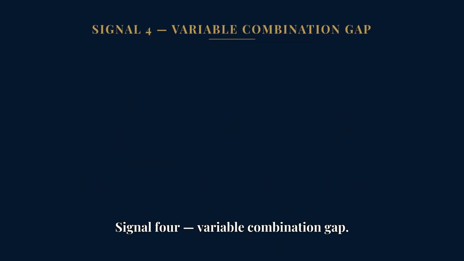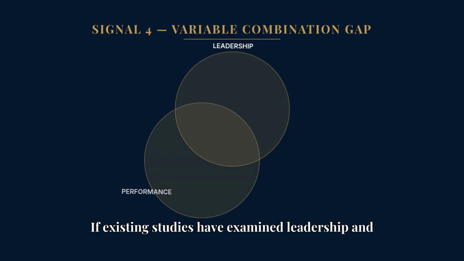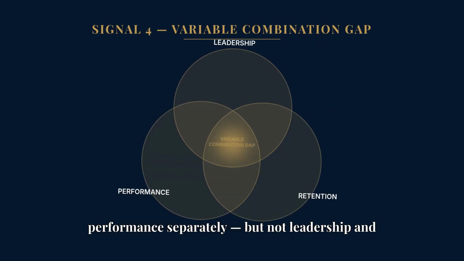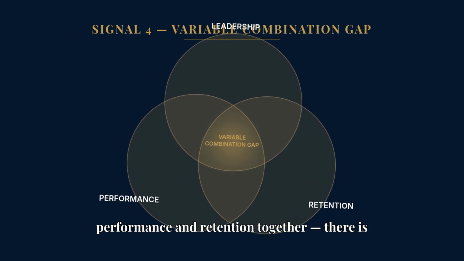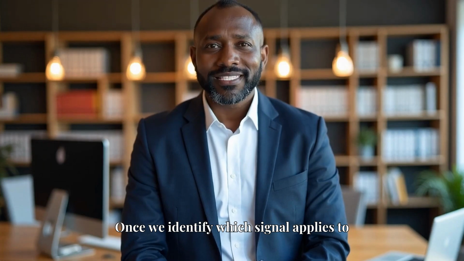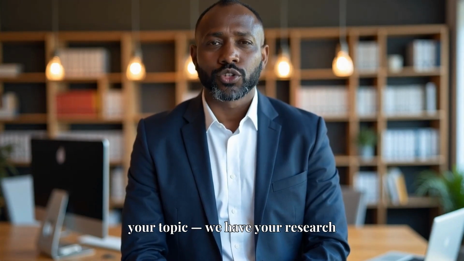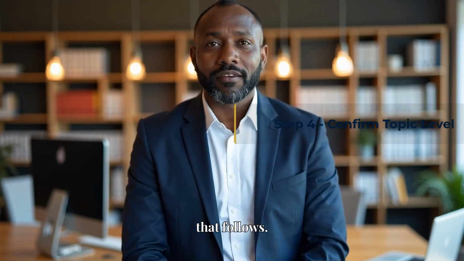Signal 4, variable combination gap. If existing studies have examined leadership and performance separately, but not leadership and performance and retention together, there is a variable combination gap. Once we identify which signal applies to your topic, we have your research gap, and we use it to build everything that follows.